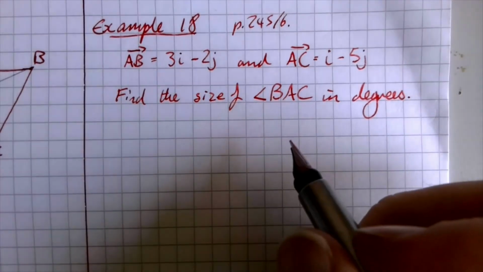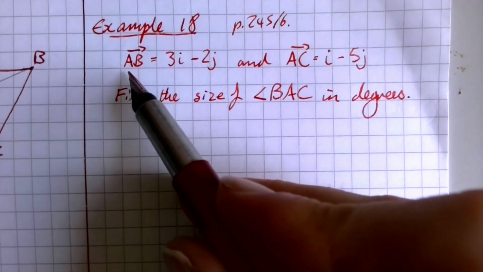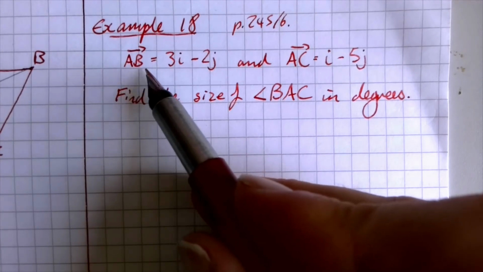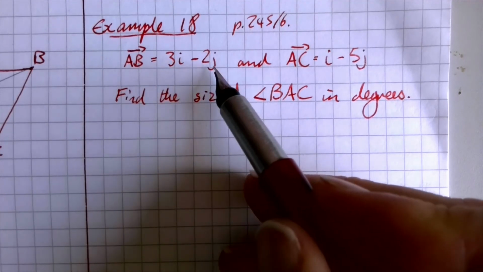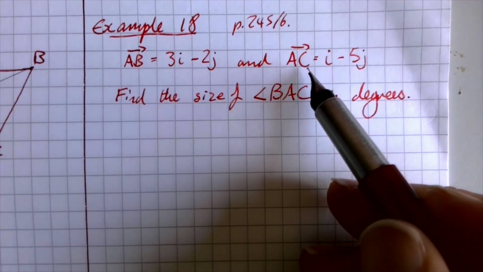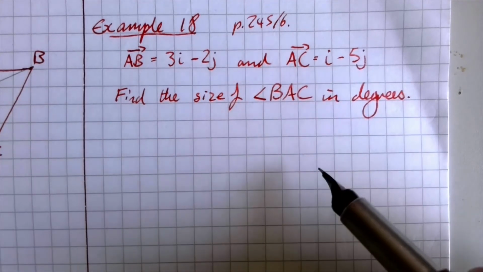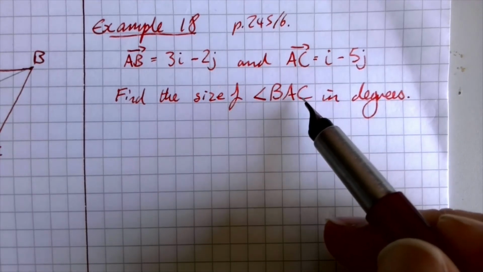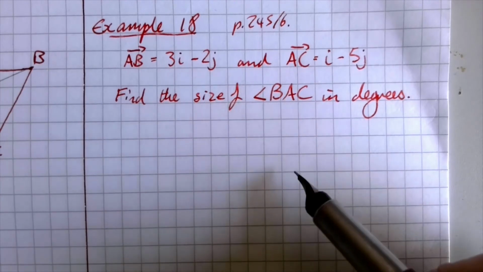So here we're given two vectors. To get from A to B, we're moving 3 to the right, and we're going down 2. From A to C, we're going 1 to the right, and we're going down 5. And we need to know the size of the angle BAC, so the angle at A, in degrees.